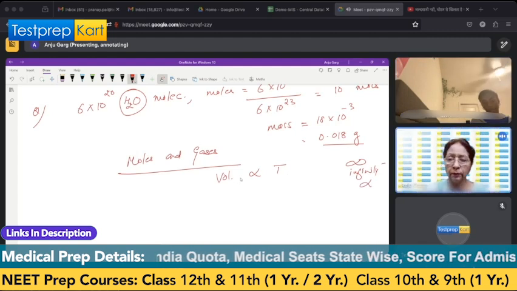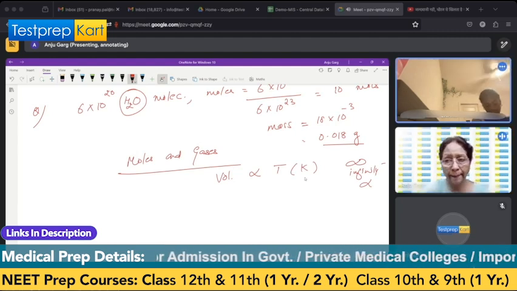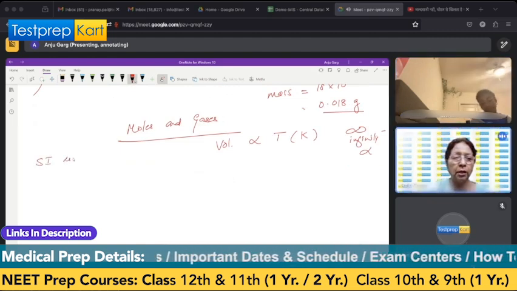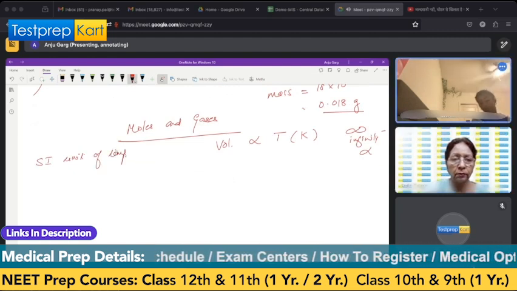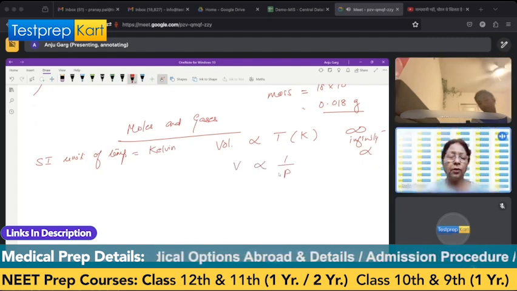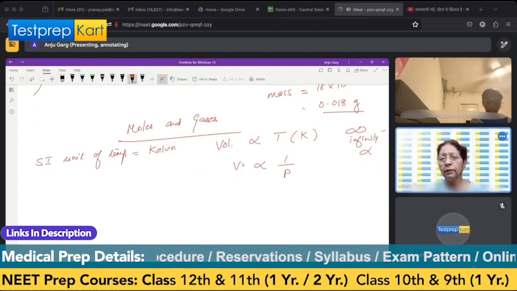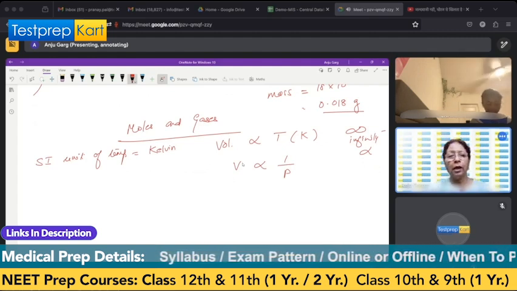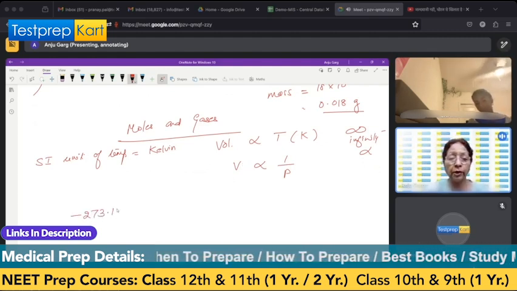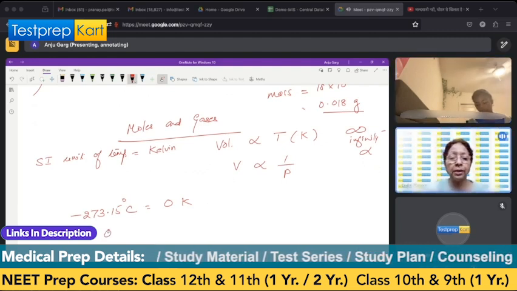Whenever you put capital T, it is always in the Kelvin scale. Have you heard about this Kelvin scale? The standard international unit of temperature is Kelvin. And volume is inversely proportional to pressure. What do you mean by inversely proportional? More the pressure, less is the volume. Less the pressure, more is the volume. The lowest possible temperature in degrees Celsius is minus 273.15 degrees C. This is also called absolute zero, zero Kelvin. So 0 degrees C becomes approximately 273 Kelvin.